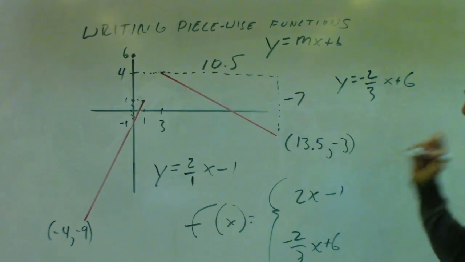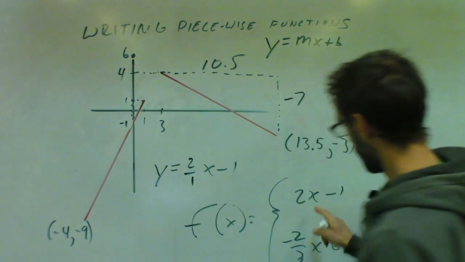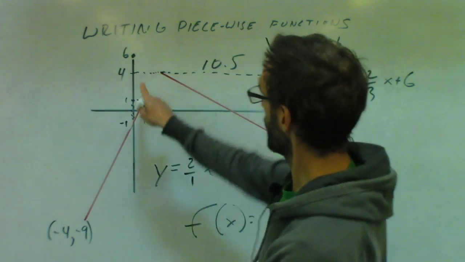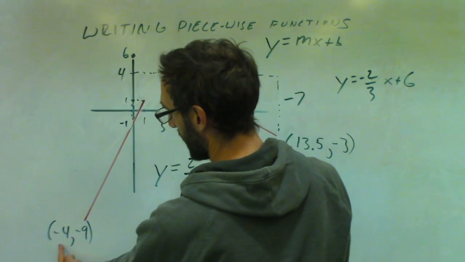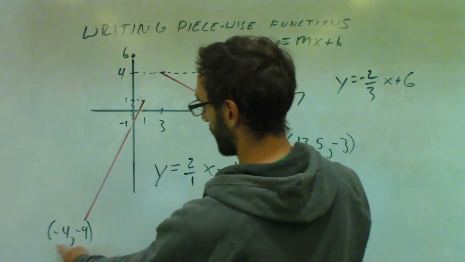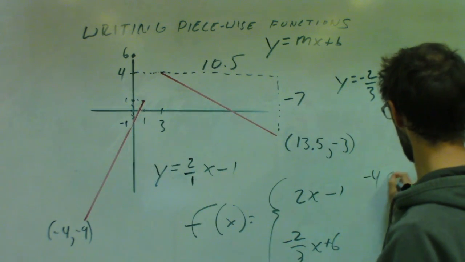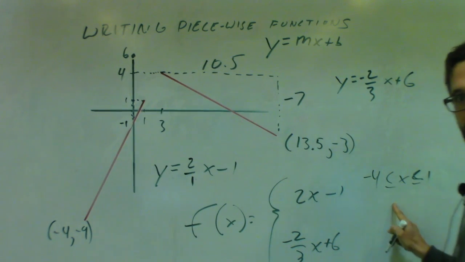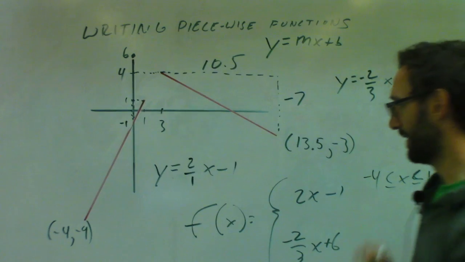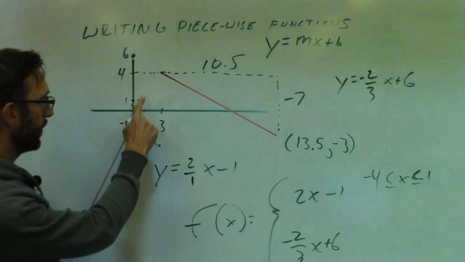Now we need to determine where the function exists. Because this one, 2x minus 1, doesn't go all the way here or all the way over there. It's contained between -4 here and 1. So this is contained between -4 and 1. We use the less than or equal to because it goes between -4 here and 1 here.